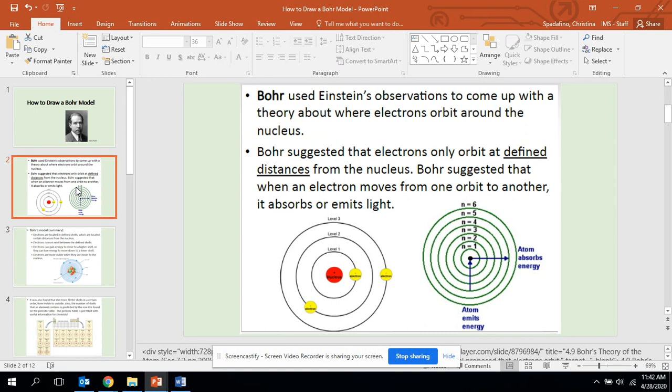So Bohr used Einstein's observations to come up with a theory about where electrons orbit around their nucleus. Bohr suggested that electrons only orbit at defined distances from the nucleus. Bohr suggested that when an electron moves from one orbit to another, it absorbs or emits light.